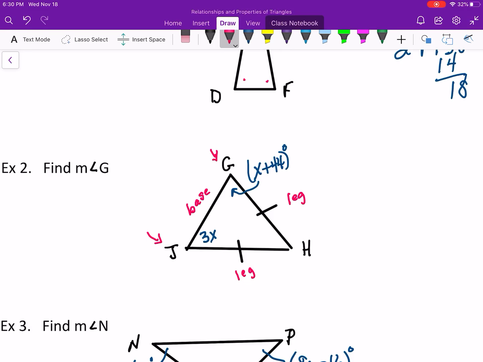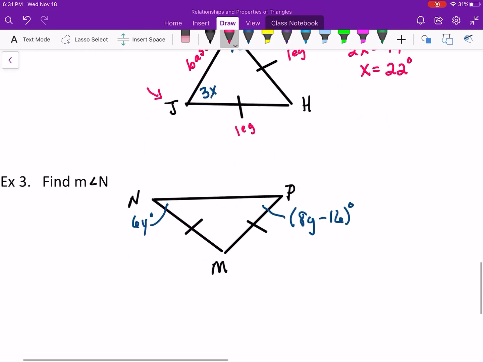According to the theorem, if the 2 legs are congruent, then the angles opposite those legs are congruent. So that means the 3x and the x plus 44 are the same measure. Since they're the same measure, we can set them equal to each other, and we can solve for x. X equals 22 degrees. Very convenient theorem.